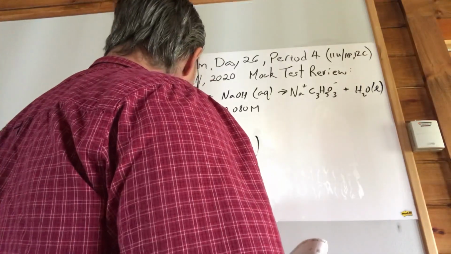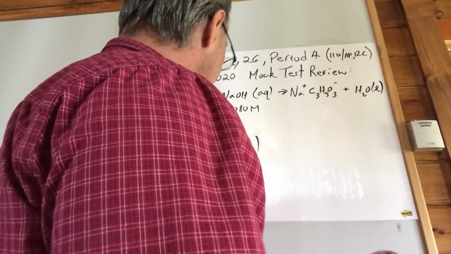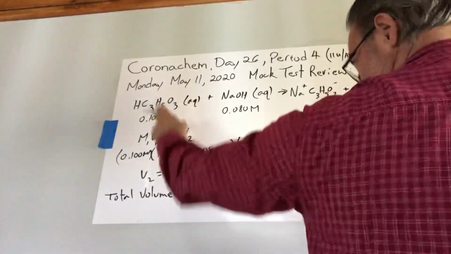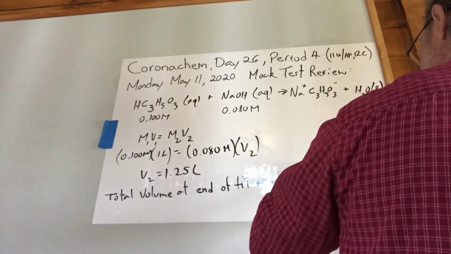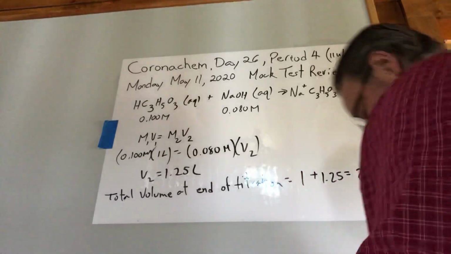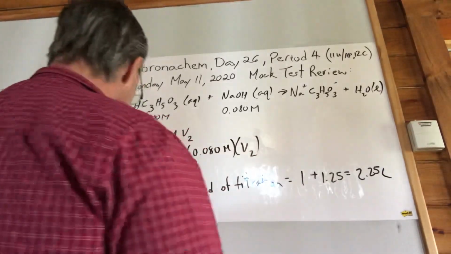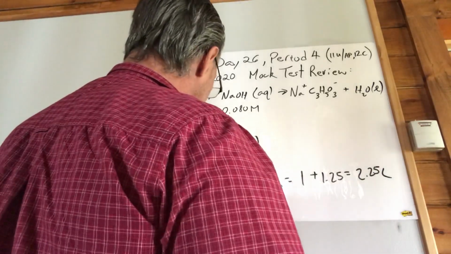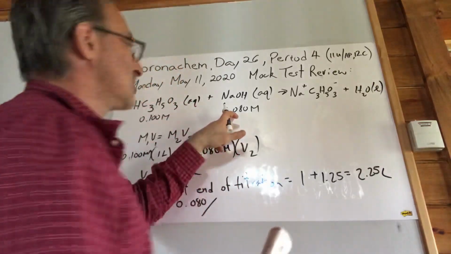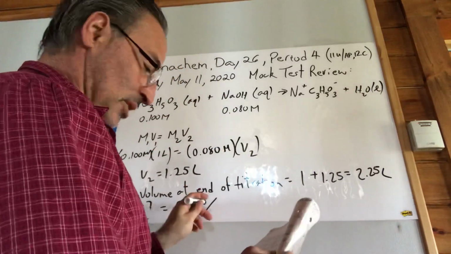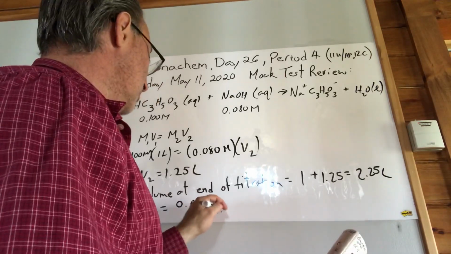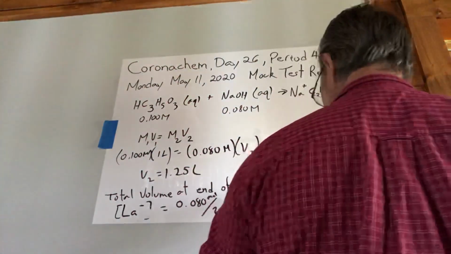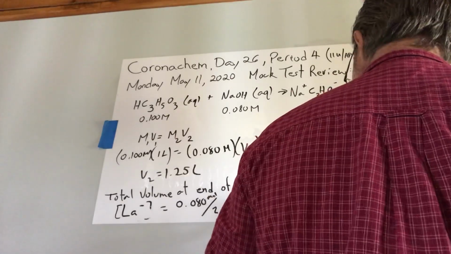So total volume at end of titration is 2.25. The 1 over here plus the 1.25 gives you 2.25 liters. So now you can calculate the concentration of lactate that results. Let's call La minus for lactate. The lactate ion concentration will be 0.08 molar, what it was initially. Because it's 0.08 molar and you had 1 liter, you also have 0.08 moles. And 0.08 moles divided by the total volume of 2.25 liters gives you a concentration of lactate equal to 3.5 recurring times 10 to the negative 2 molar.